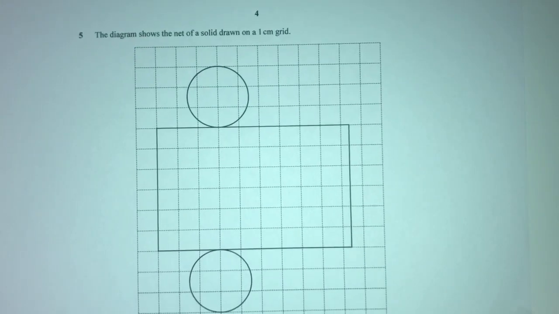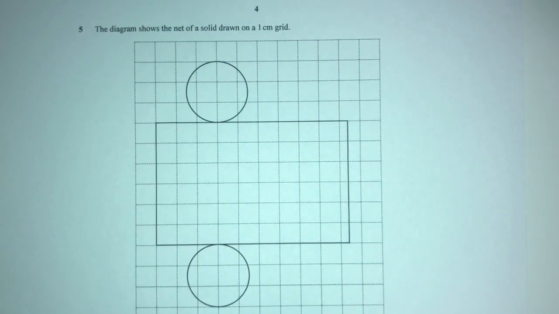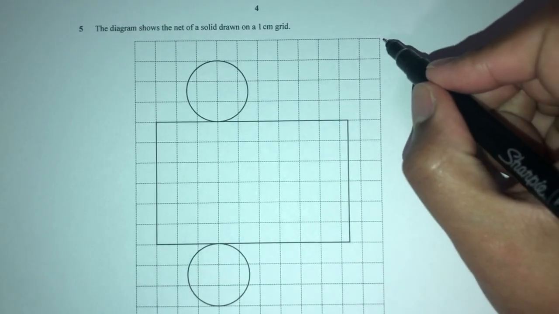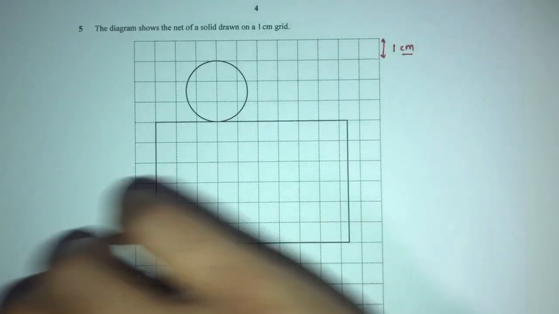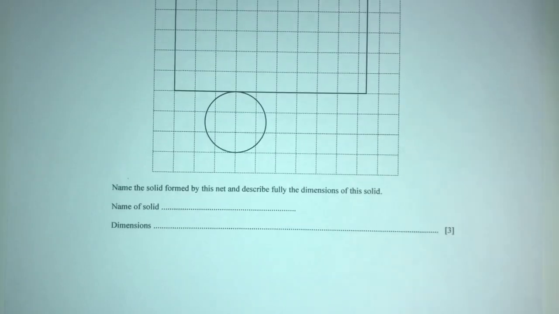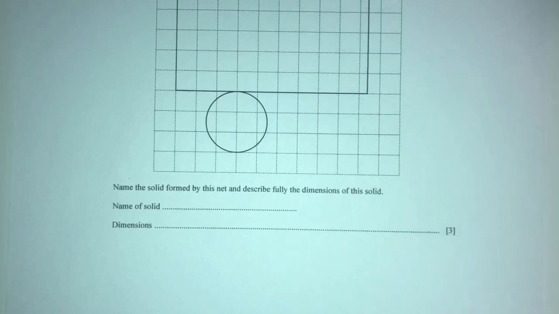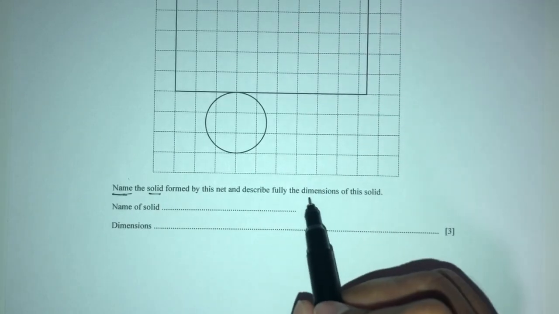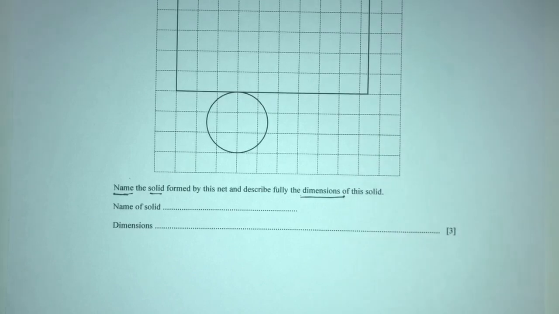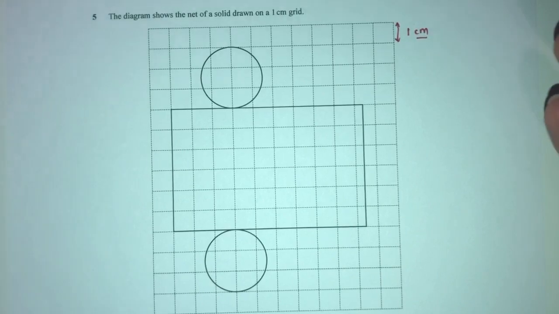Now let's move on to question number 5. The diagram shows the net of a solid drawn on a 1 centimeter grid. So the idea is this length here is 1 centimeter given to you by the question. Now part 1, we have to name the solid formed by this net and describe fully the dimensions of this solid. So first thing first is name the solid, and then afterwards we have to describe the dimensions of this by using this information right here.